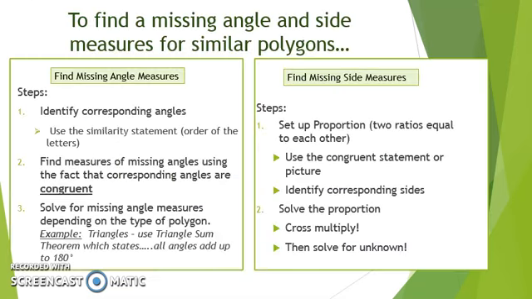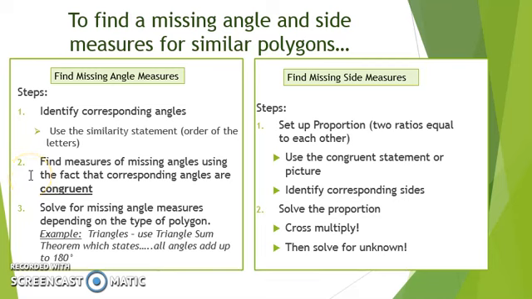To find a missing angle and side measure for similar polygons, these are the steps that you would use to determine the angle measures or side measures when you have two similar figures. If you're trying to find the missing angle measures, you're going to want to identify the corresponding angles, and you do that by using the similarity statement. The order of the letters in the similarity statement match up the corresponding angles.